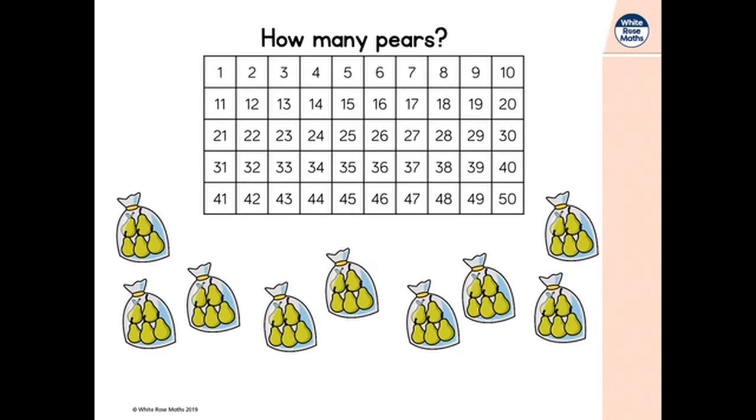When we count in fives, we can think about those bags of pears. Remember, there were 5 pears in each bag. So if we want to know how many pears, we'd have to count each bag of pears. I wonder how many bags there are. Should we count them?